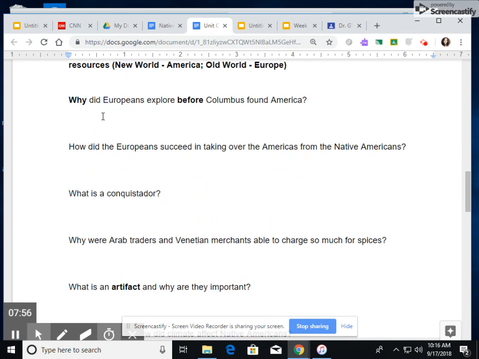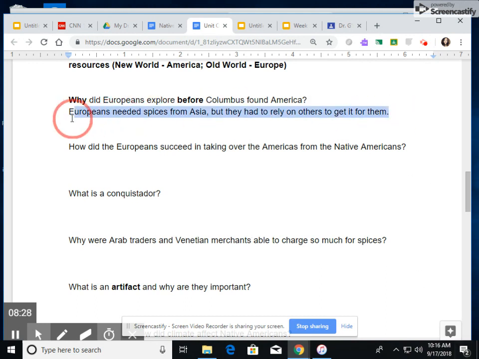Next, why did Europeans explore before Columbus found America? So why did Columbus even leave? Remember, it was because Europeans needed spices from Asia, but they had to rely on others to get it for them. This is the Arab traders. This is the Venetian merchants, right? The trip there was dangerous, and it was long. And so they had to rely on other people to get it for them.